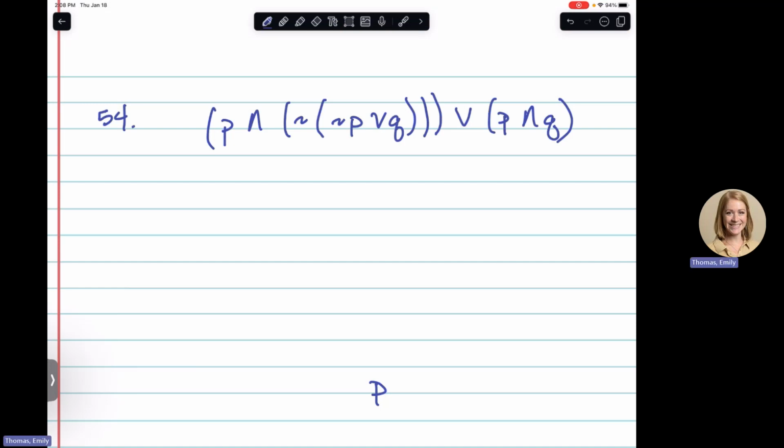Okay. I think I copied this down right. I got a little bit lost in all the parentheses. Okay, so we're supposed to be showing that this whole thing up there is equivalent to just P. I'm not going to do this for you. I'll do this with you. So, what are your thoughts looking at this?